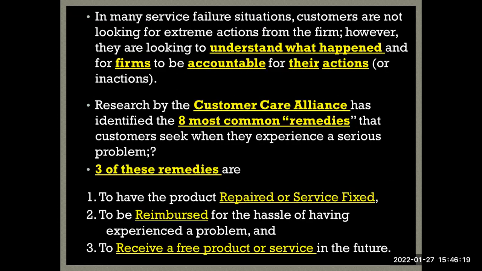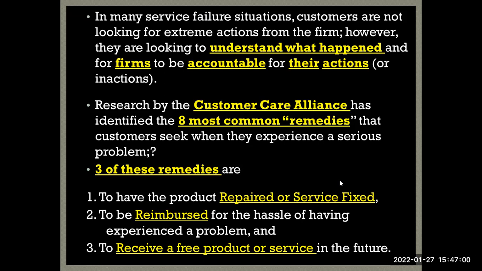In many service failure situations, customers are not looking for extreme actions from the firm. However, they are looking to understand what happened and for firms to be accountable for their actions or inactions. So the customer is not asking every time for their problem to be solved, or for compensation. Most of the time the customer is asking that the organization should be held accountable, should admit, should say sorry, should apologize for their mistake, and should ensure that next time these service failures will not happen.